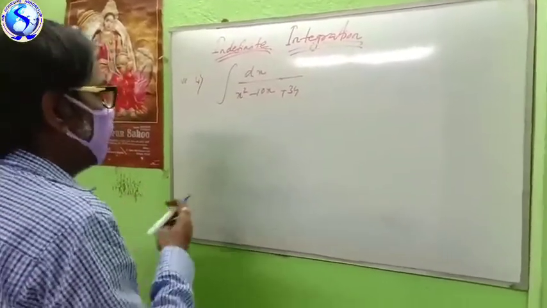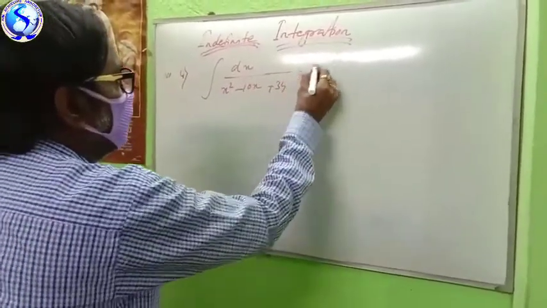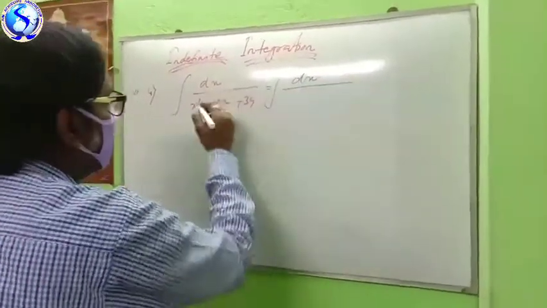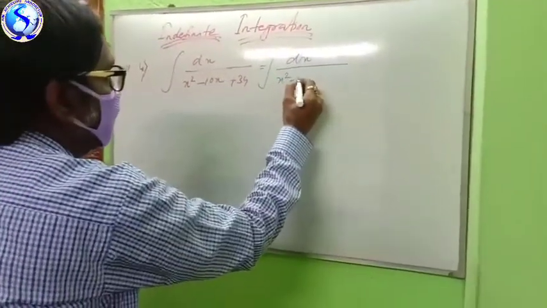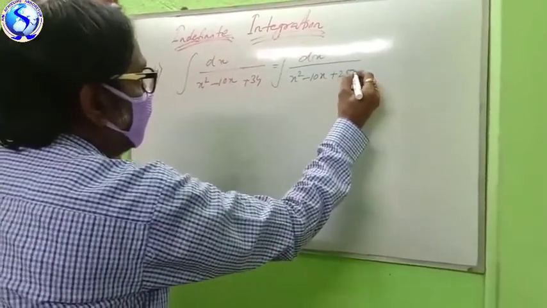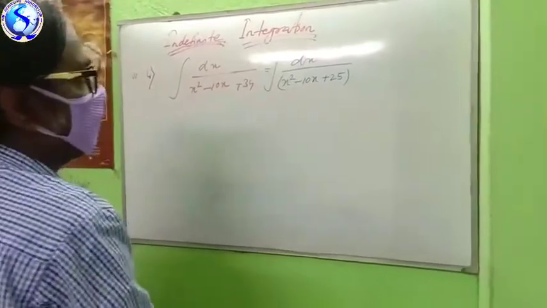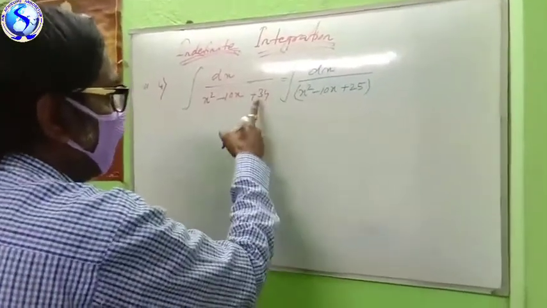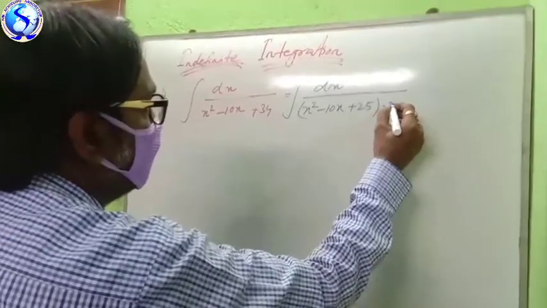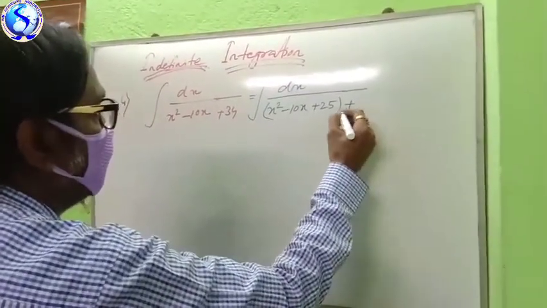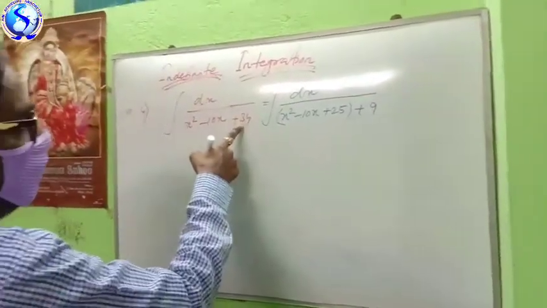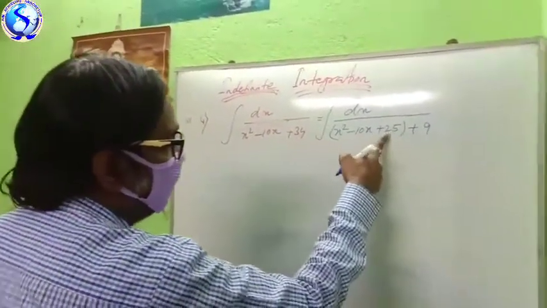See, you have to arrange properly. dx by, only arrangement required, x square minus 10x given. If I here write 25, then this will be x minus 5 whole square. From 34 I have taken 25. How much left here? Just tell me. 25 plus 9 will be 34. From 34 I have adjusted here 25 and here 9.